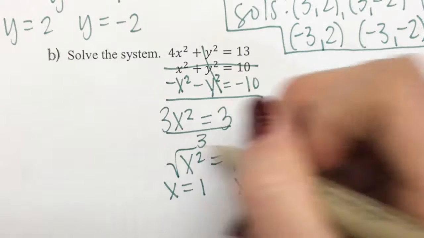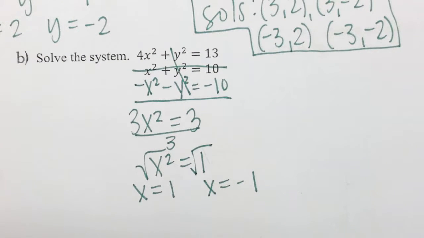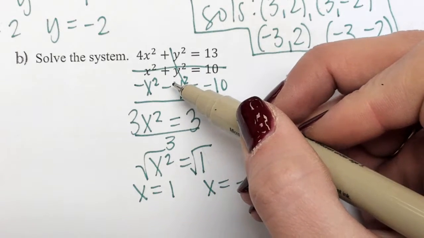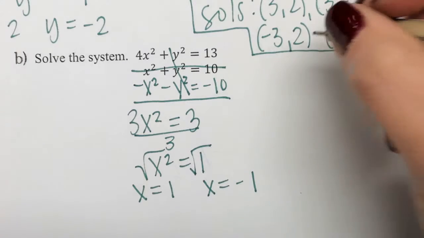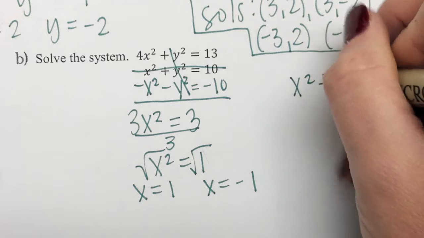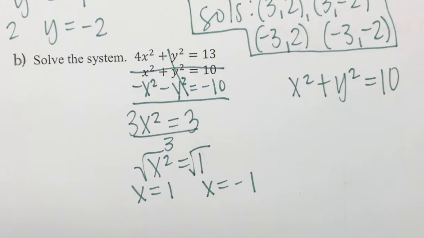Because you have to take the square root of both sides. Alright, which equation do y'all want to use? The original or the one we changed? Original. Okay. x squared plus y squared equals 10. This is probably easier to use because it doesn't involve a bunch of negatives.